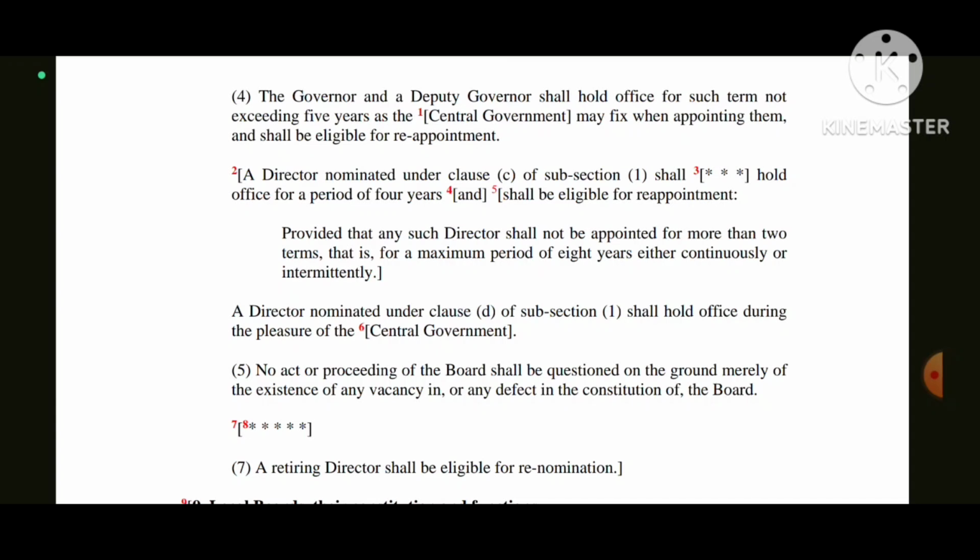Either the term can be continuous, meaning if the term has expired in 2022, then he or she can be appointed again for the next term starting from the same time. Or if there is a gap in between, he or she can also be appointed for the second term. Say if there is a gap of 2 years, then after 2 years if he or she is appointed, then it is also eligible.